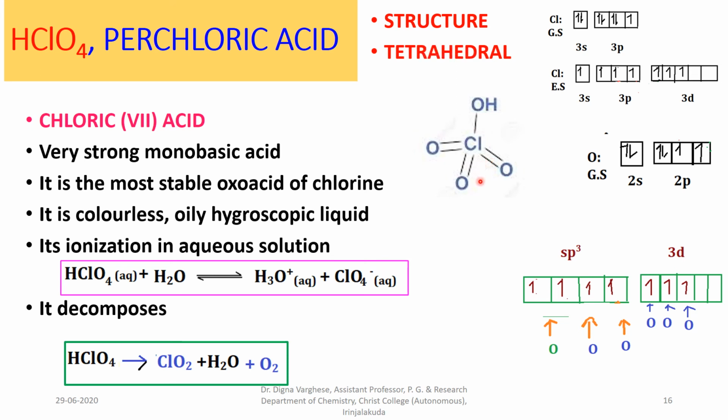Tetrahedral. In this, chlorine is connected to 4 oxygen atoms. One oxygen atom is here, which can form only sigma bonds. Here only sigma bonds, and here also sigma bonds. These 3 oxygen atoms can form pi bonds with d pi p pi bonds, and the structure is like this, that is, a tetrahedral structure.